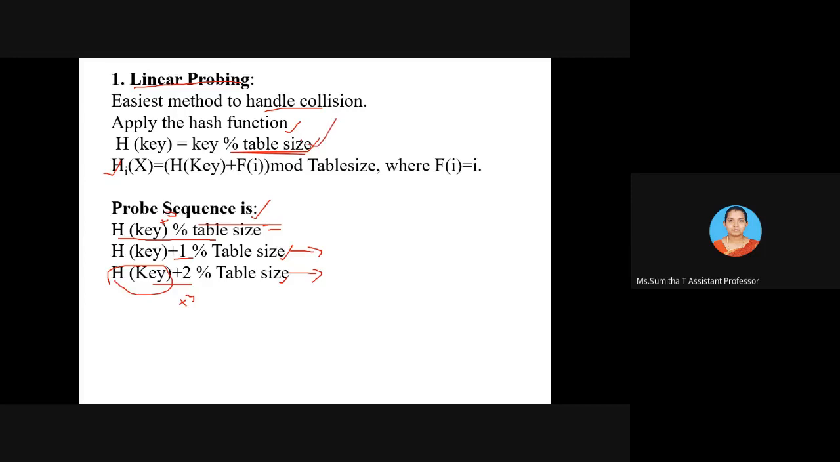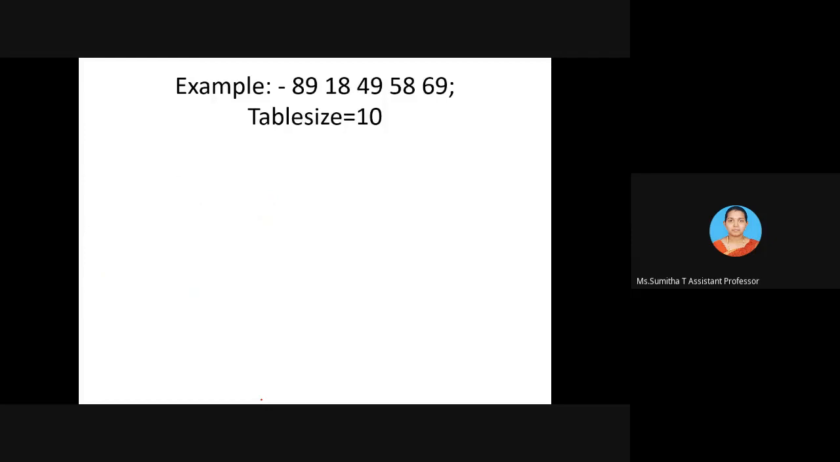With that numerical value we are going to insert 1, 2, 3 like that. Okay, is it clear? So now I'm going to insert the elements 18, 8, 49, 58, 16 into the table of size 10. All of you please work out and tell me where I can insert the element 89.